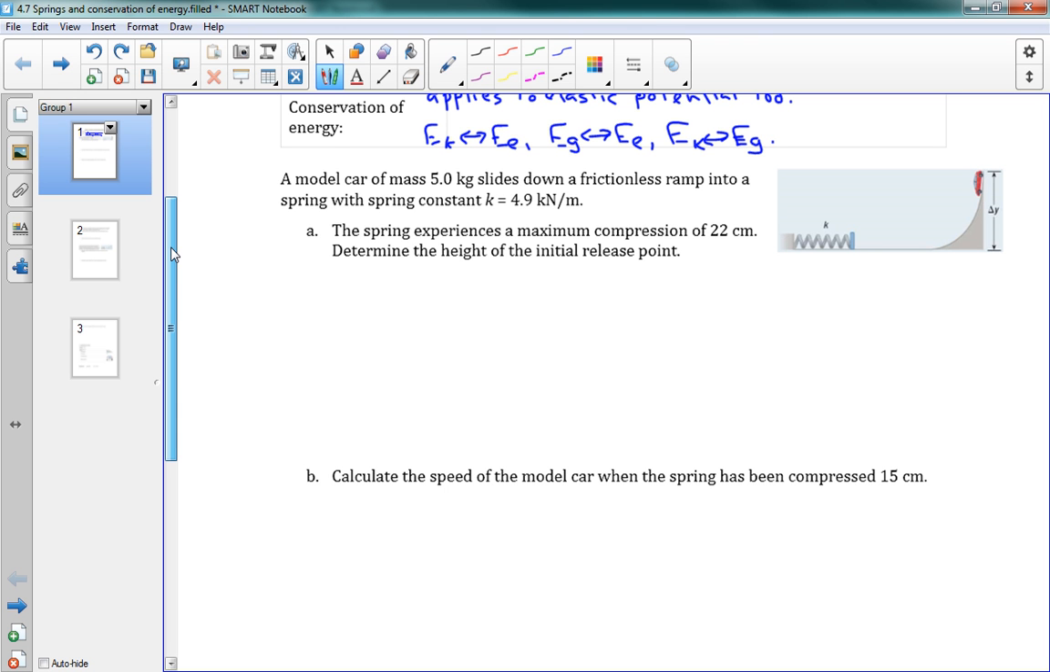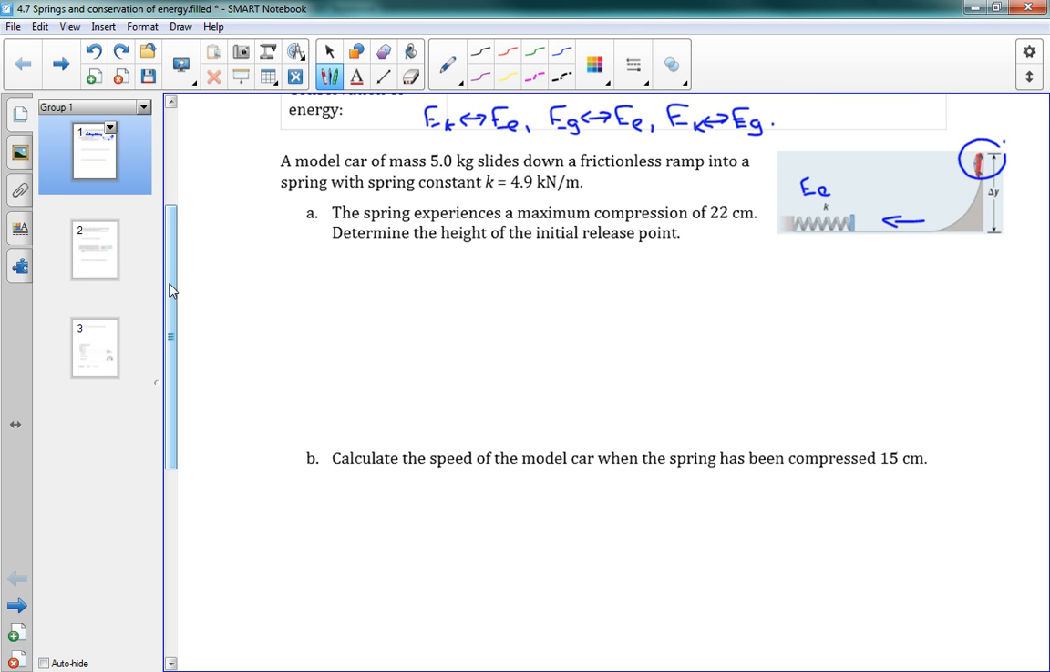If you look at the picture to the right, we have our car starting at this high point. It's going to lose all of its gravitational energy, convert it to kinetic along here, and then it's going to hit the spring and it's going to convert all that kinetic into elastic. Okay, so we start with pure gravity, then we turn to pure kinetic, then we turn to pure elastic. So this is quite nice.